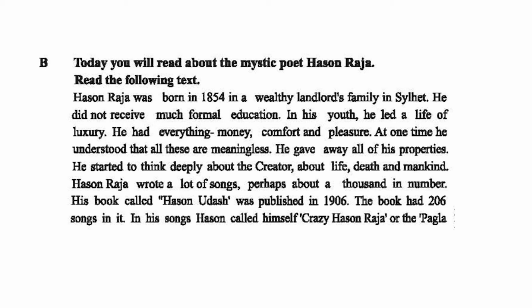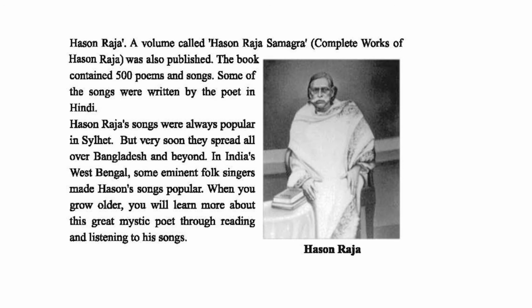Hason Raja wrote a lot of songs, perhaps about 1,000 in number. His book called Hason Udas was published in 1906. The book had 206 songs in it. In his songs, Hason called himself Crazy Hason Raja or the Pagla Hason Raja.